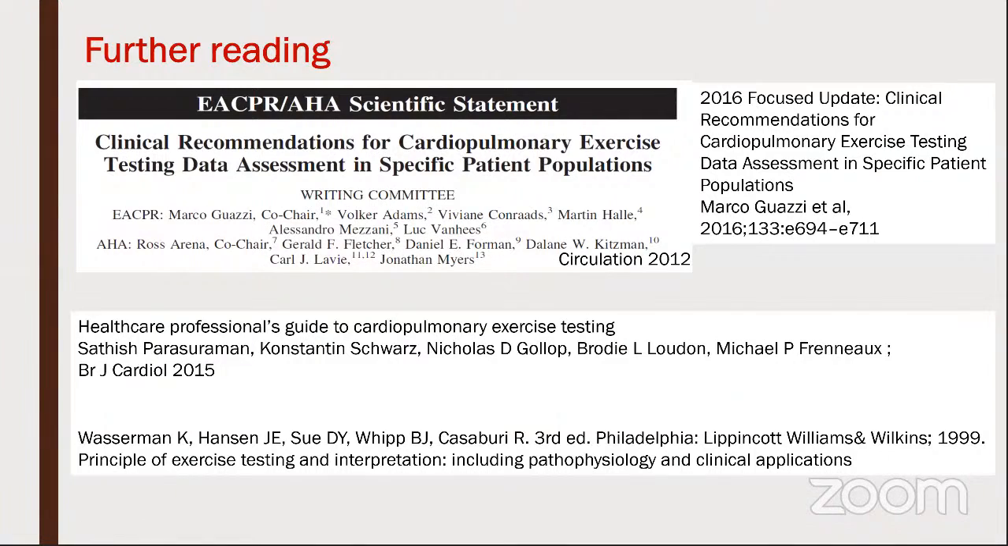I will stop now, and my apologies if you did not hear me well. I'm really sorry. I did try it before the internet connection. I hope that you've had at least a little bit. Can you hear me now, Satish? I'll pass over to you.